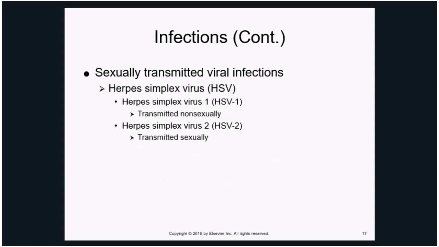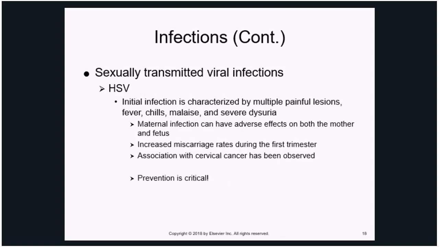HSV-1 is transmitted non-sexually, and HSV-2 is transmitted sexually. But there have been instances of HSV-1 found where HSV-2 is usually found. HSV, as the initial infection, is characterized by multiple painful lesions, fever, chills, malaise, and severe dysuria. A maternal infection can have adverse effects on both the mother and the fetus, increasing miscarriage rates during the first trimester of pregnancy. Association with cervical cancer has also been observed, and prevention is critical.